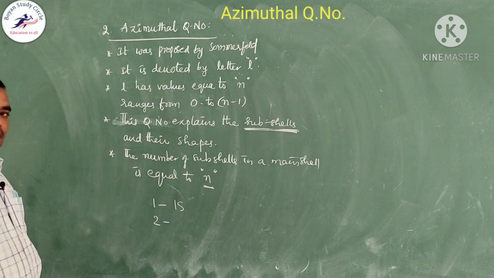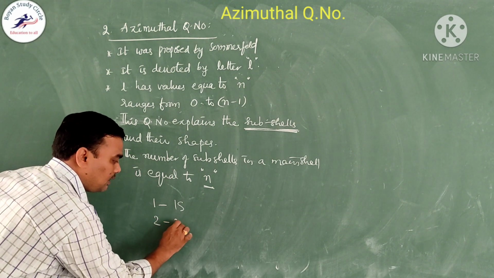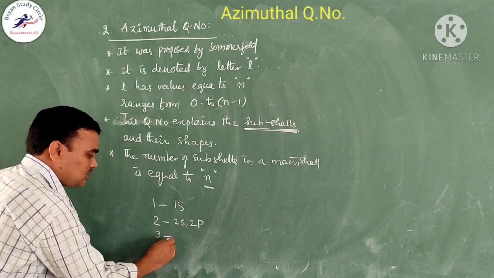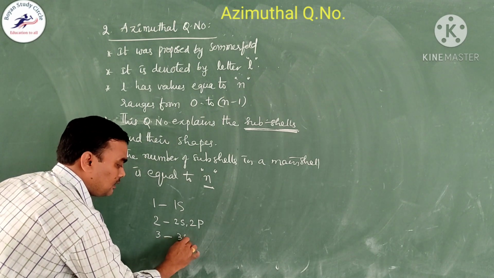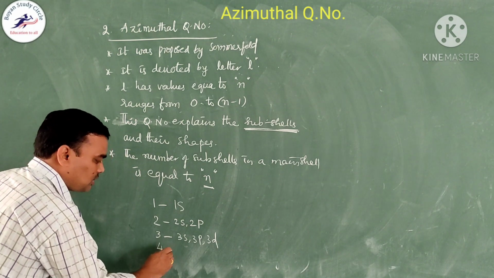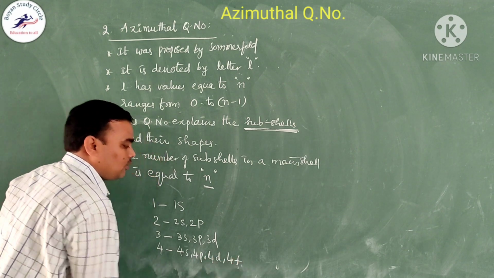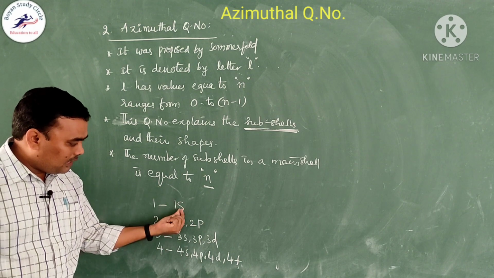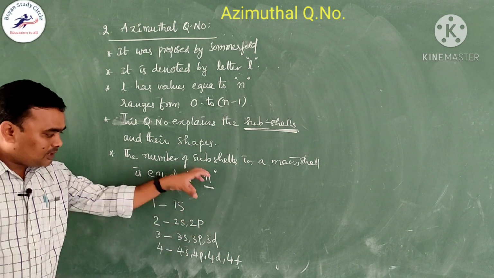If we take the second main shell, the number of subshells present is equal to 2. So, they are 2s, 2p. And if you take the third main shell, there are 3 subshells, they are 3s, 3p, 3d. If you take the fourth main shell, there are 4 subshells, so 4s, 4p, 4d, 4f. So, in this way, there are subshells s, p, d, f. These are the subshells present in the main shells.